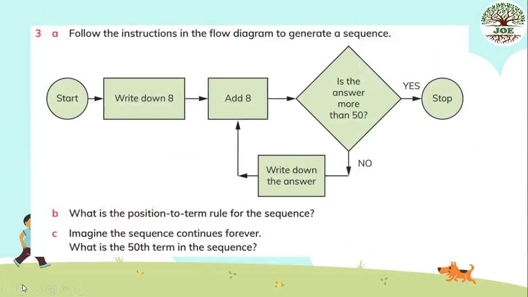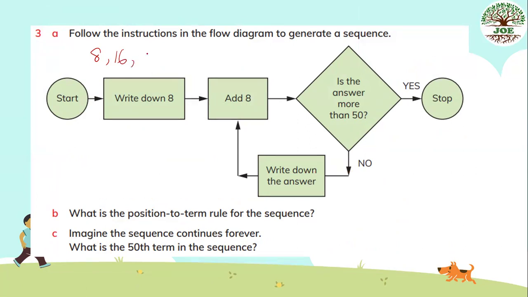Number three is just like the example. Follow the instructions in the flow diagram to generate a sequence. So we write down 8. We start from 8 and add 8. So the next term is 16. And check, is the answer more than 50? No, we write down the answer and add 8 again.